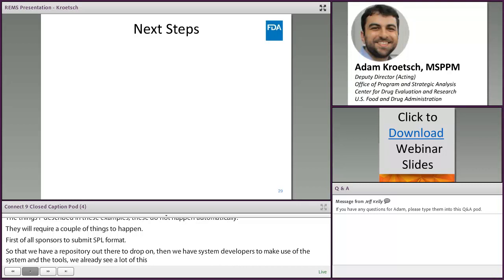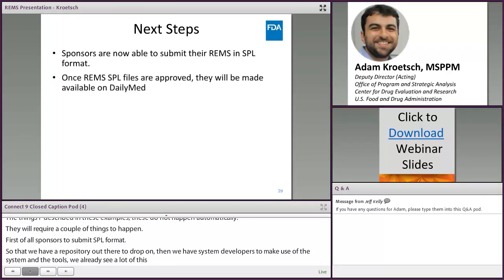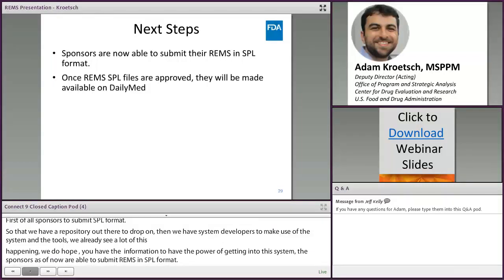So with that, I wanted to talk a little bit about next steps for our initiative to capture REMS in SPL format. Sponsors are, as of now, able to submit their REMS in SPL format. And when those REMS SPL files are approved, they will be made available on DailyMed. And on that note, I am very pleased to announce that we will be soon publishing the very first REMS in SPL format, and it will be made available on DailyMed.